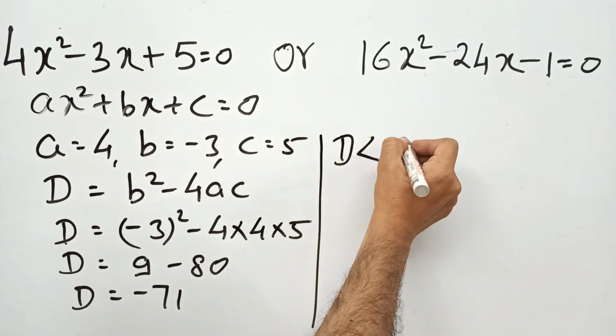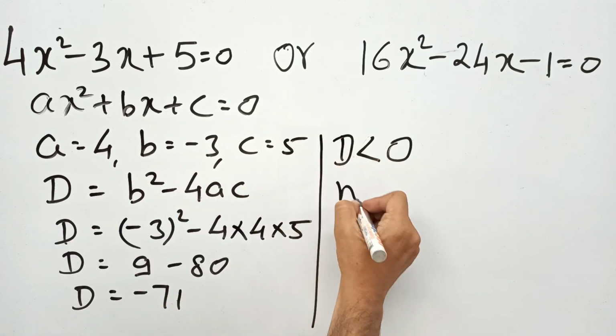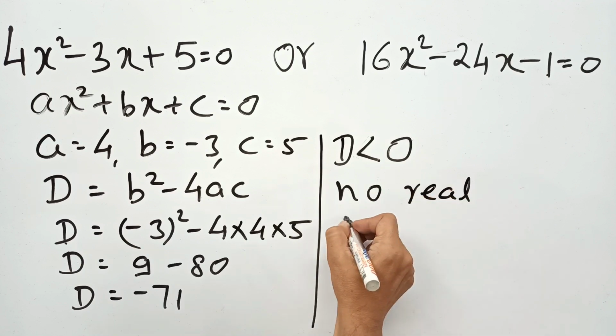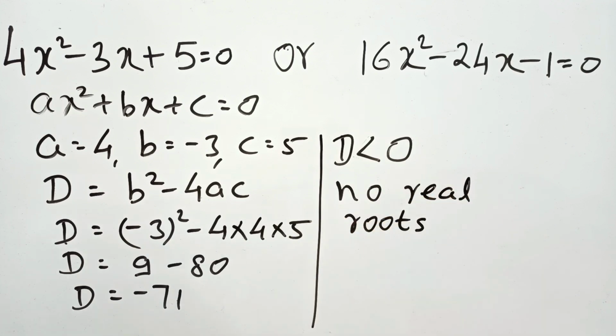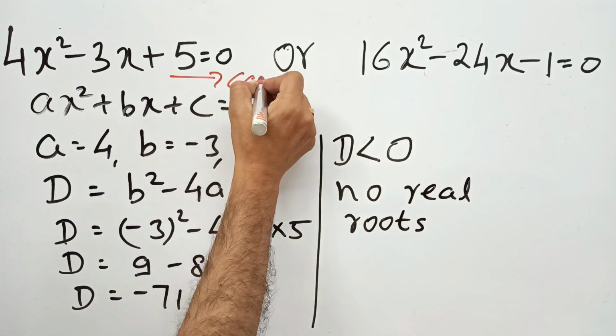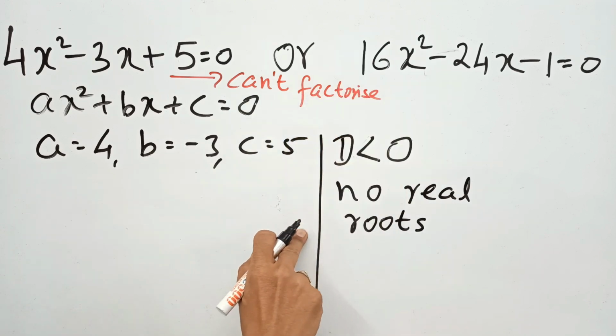So this is the rule. If the discriminant is less than 0, then there are no real roots for this quadratic equation. So this equation cannot be factorized. See, what is the reason?